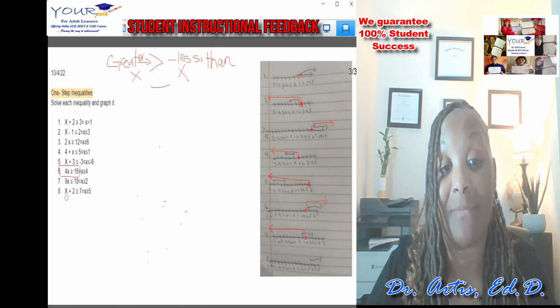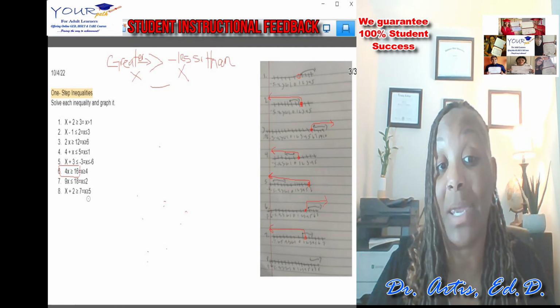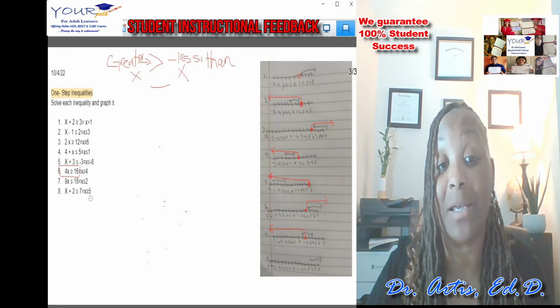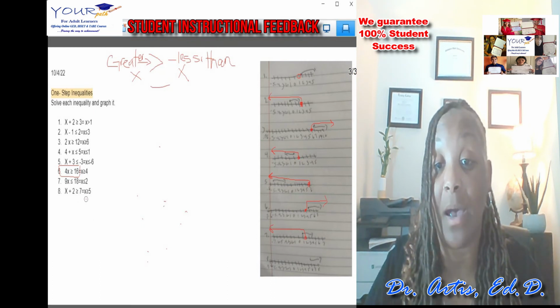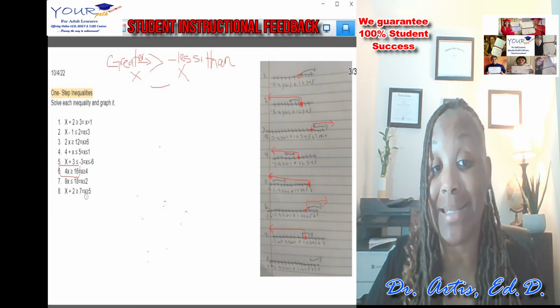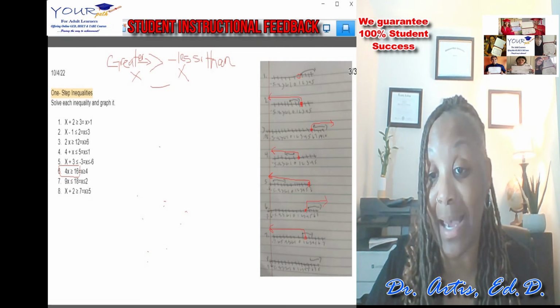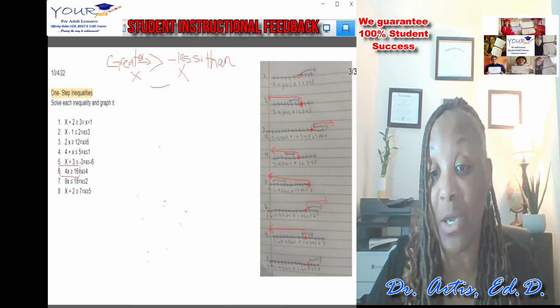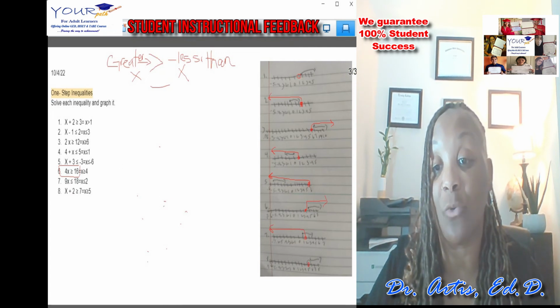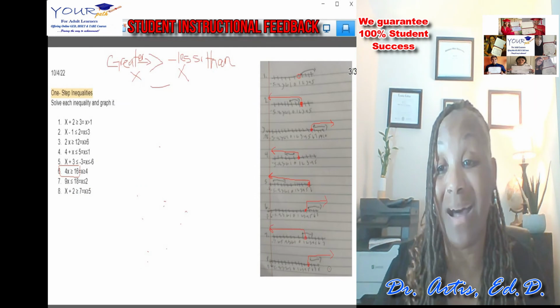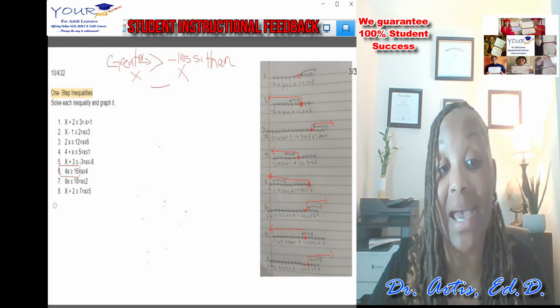Now, number 8, we have x plus 2 is greater than or equal to 7. So x is greater than or equal to 5. So any number that's 5 or greater than 5 will make x plus 2 greater than or equal to 7. Okay? So now, in order to graph x is greater than or equal to 5, we're going to come to the number line. Your dot should be on 5 because it's equal to 5, but it's also any number that's greater than 5, and you are correct. Your arrow will go in the right direction, and that's toward your positive numbers.